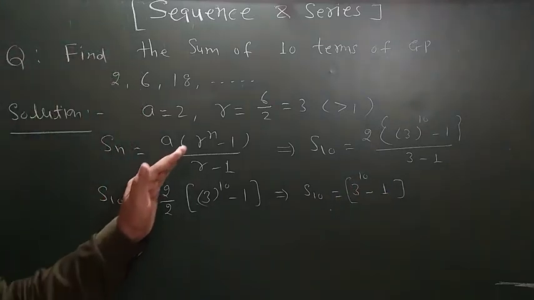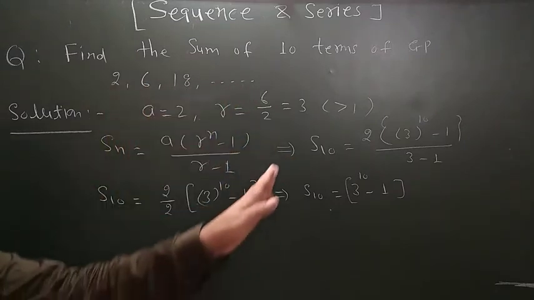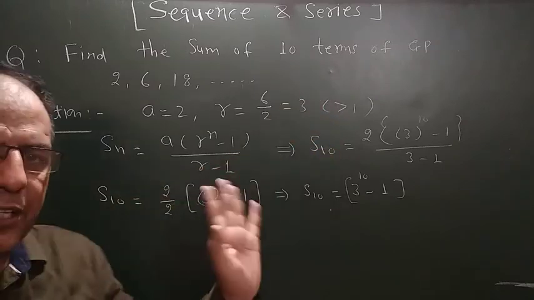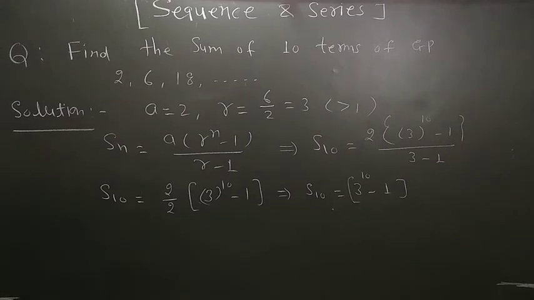So this is the way of finding the sum of the given terms of a given GP whenever the common ratio is greater than 1.